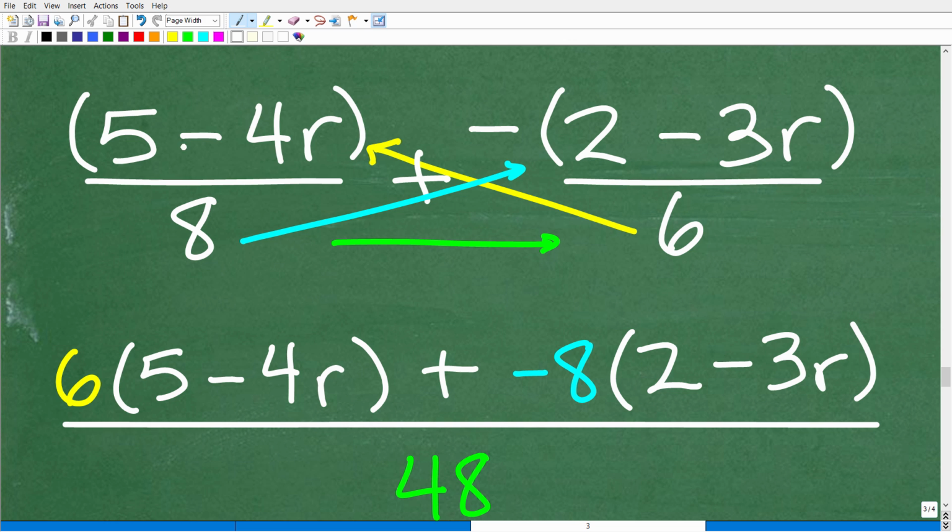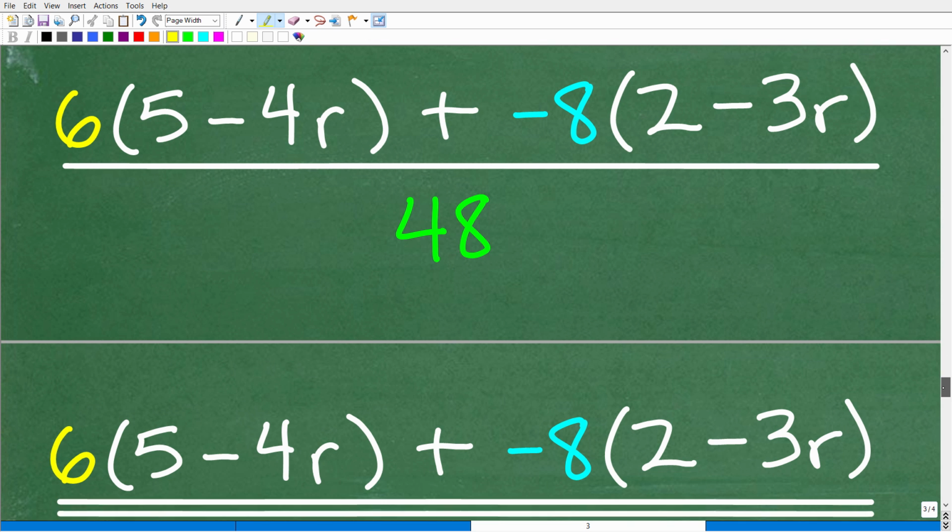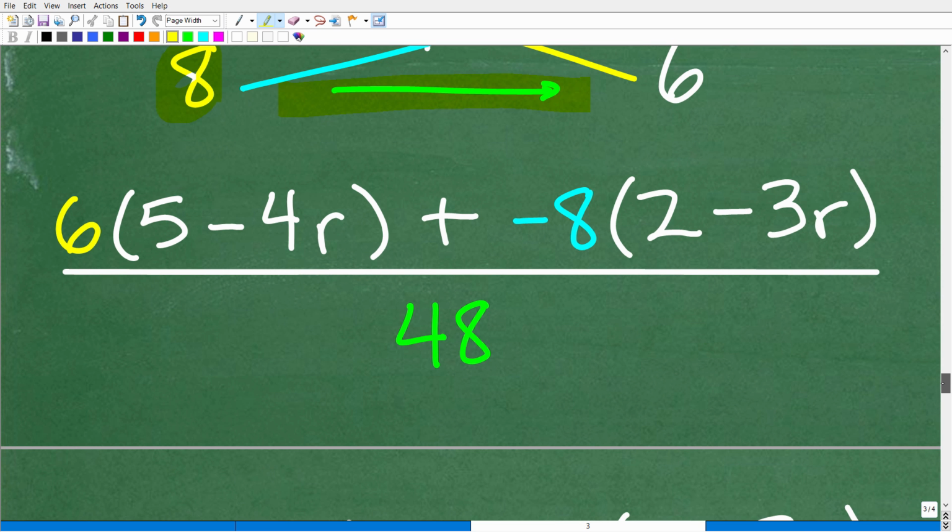Okay, so 6 times this expression right here is going to be 6 times (5 minus 4r). Okay, so remember that's step 1. Then I'll take this 8 times this. Now I got to include this negative. 8 times this negative is negative 8 times this right here, which is going to be negative 8 times (2 minus 3r), over 8 times 6, which of course is 48. Now this is looking like a lot easier to do than what I just showed you, and in fact it is, but you need to know both techniques.